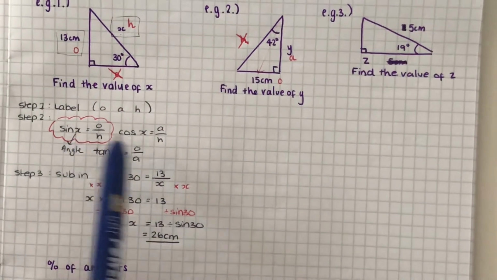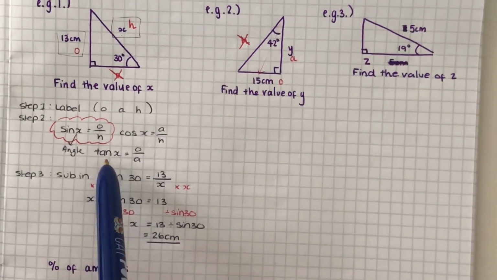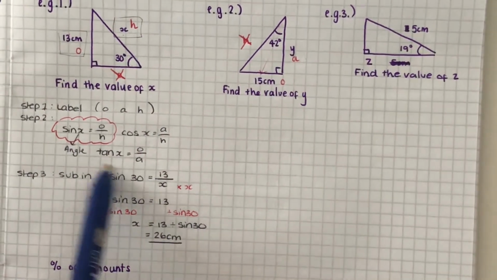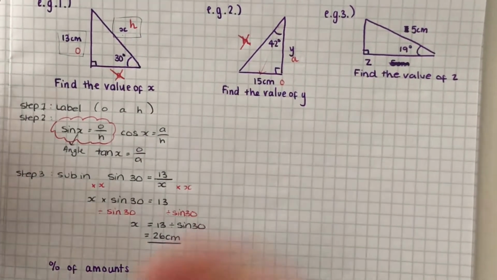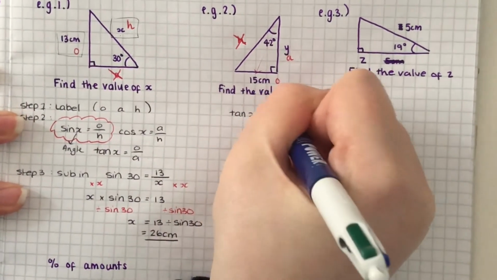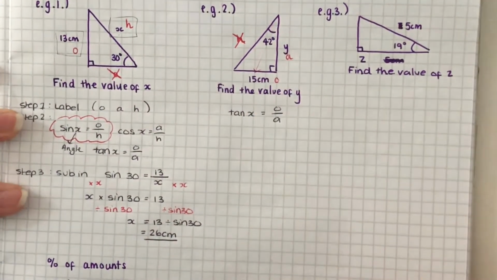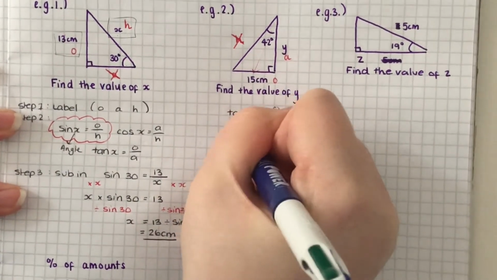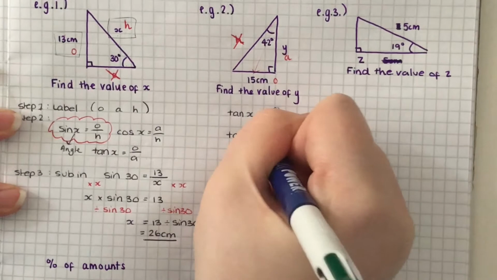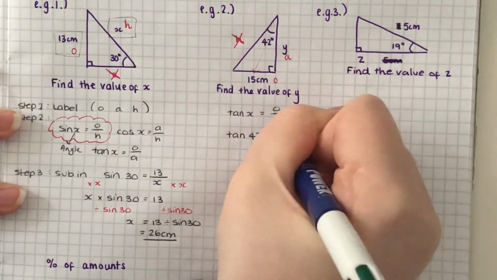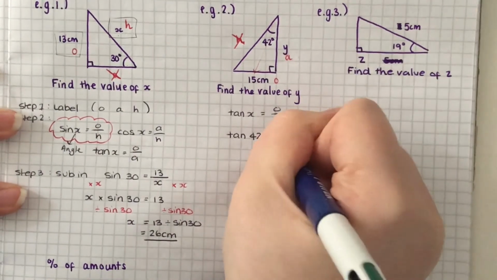So we look at the formulas. So we've got the sine, the cos and the tan. We look at the formula that has O and A in it, which will be the tan formula. So I'm just going to write that out first. So tan is O over A. Okay, and then I sub the numbers in. So we've got tan of the angle, which is 42. O is 15. And A is Y, that's what we're looking for.